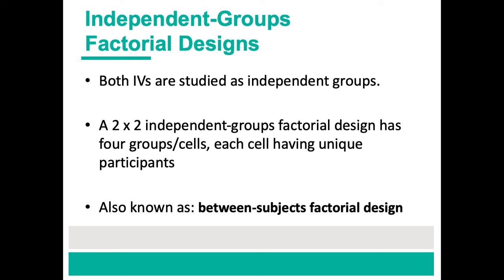So again, independent groups, both IVs are independent. That's completely independent because everybody's getting a unique experience, right? So a 2x2 independent groups factorial design has 4 groups or 4 different experiences, right? Each of those experiences having unique participants, right? So nobody's getting multiple levels of any of the IVs. So this is between subjects or independent groups.